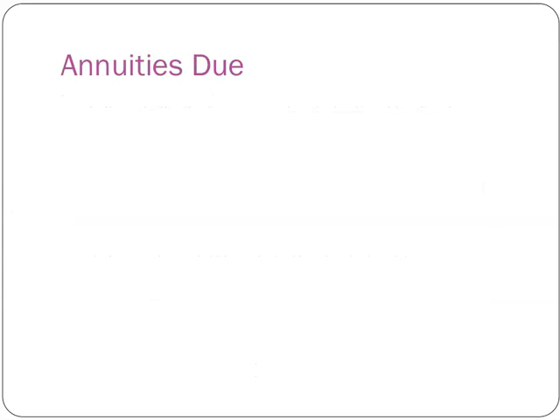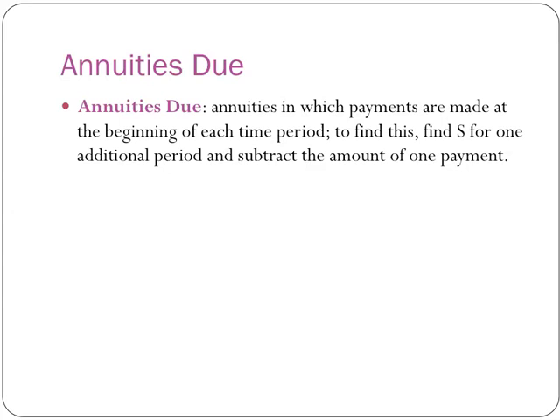All right, next, annuities due. Annuities due are annuities in which payments are made at the beginning of each time period. Everything that we've done up to this point were payments made at the end of each period. In order to calculate this, you find S for one additional period and then subtract the amount of one payment. This is really just accounting for that one period, which is slightly different because the payments are made at the beginning of each time period.